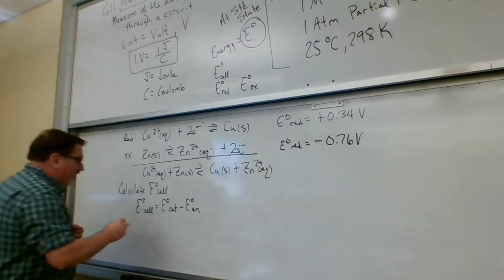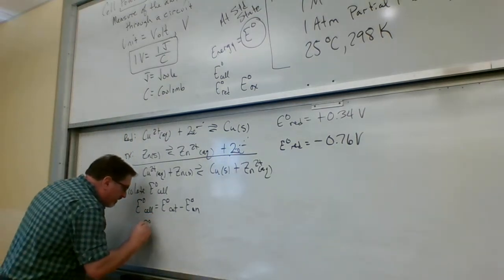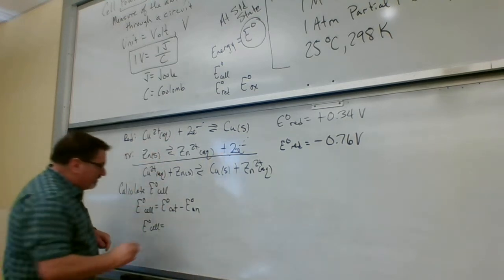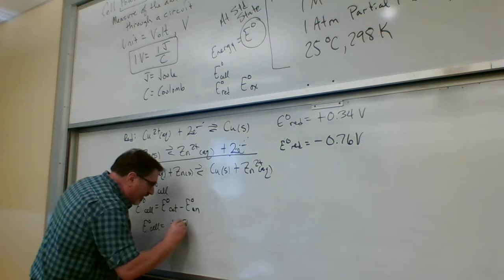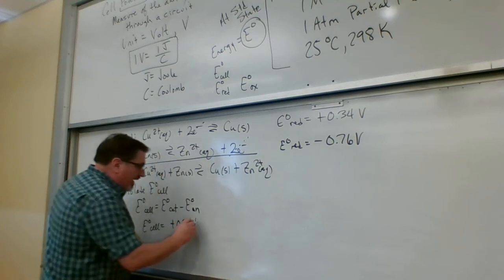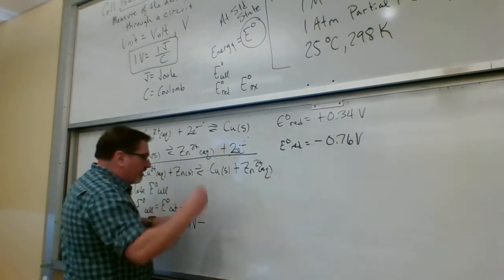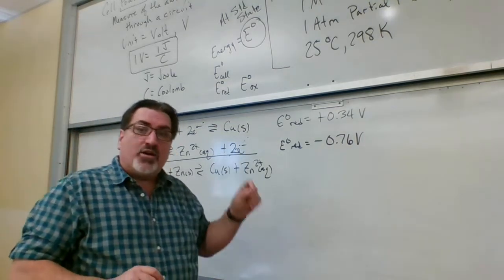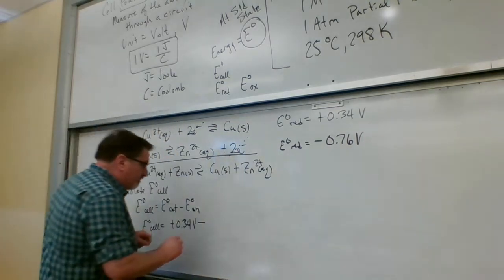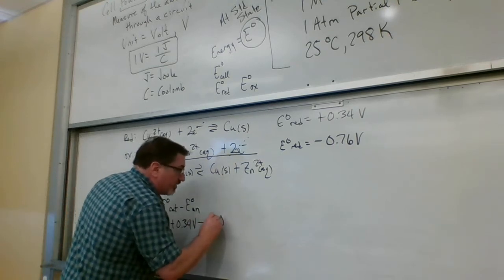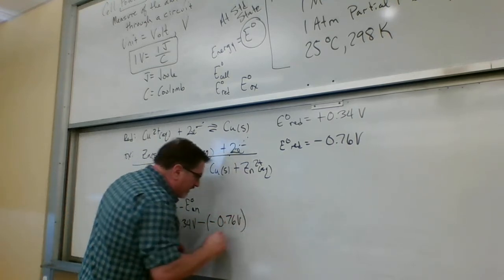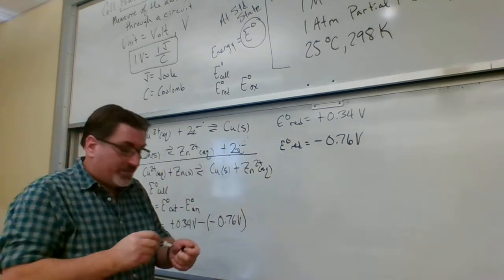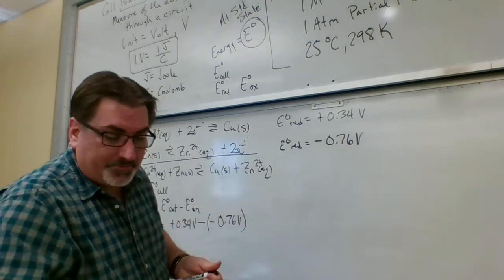So in this example, E0 for the cell will be E0 for the cathode half reaction, plus 0.34 volts, minus the E0 for the anode half reaction. It's the reduction potential of the anode reaction. So it's minus 0.76 volts. Signs are critical. The formula is easy, but the signs matter a lot.